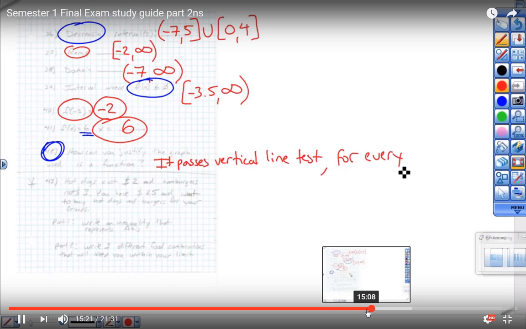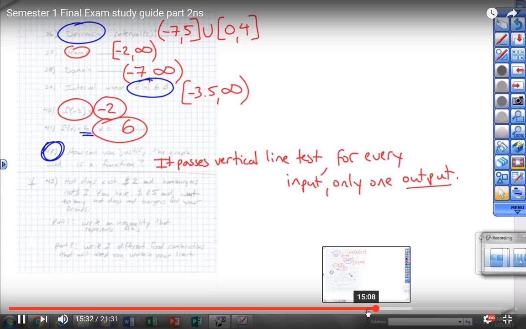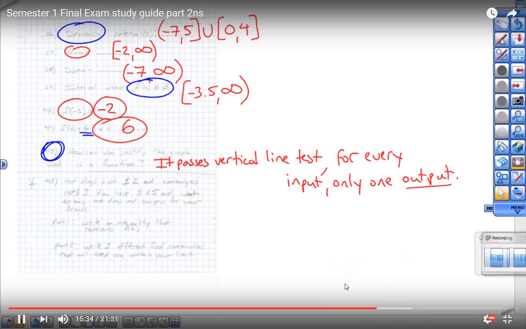If a vertical line touched it in more than one place, that would show for that input there are more than one output. It would fail. But this one passes, so make sure you tell me about that. Passes, and for every input there is only one output.